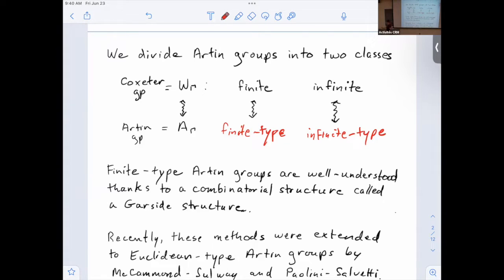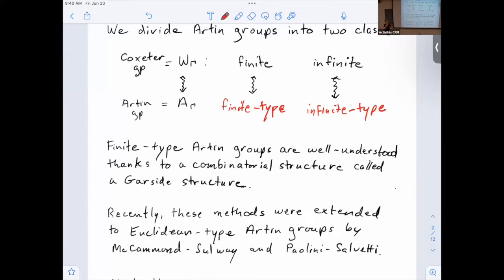It turns out that the finite type Artin groups are actually well understood. Yes, there are still a few open questions, but we know an awful lot about finite type Artin groups. We have really nice solutions to the word problems. They're bi-automatic. We know all kinds of nice stuff about them. Why? Well, it's because we have this really nice combinatorial structure called a Garside structure. I'm not going to talk about that today, but it's a more combinatorial, not geometric, approach.